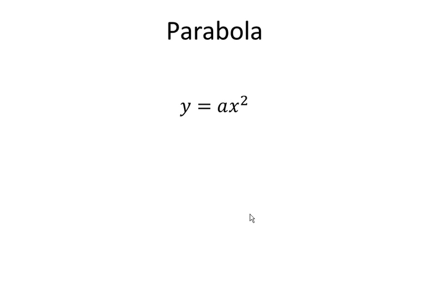So we understand that a parabola has this general form for its equation, and the A tells you not only whether the parabola is upside down or right side up, but it also tells you how narrow or wide the parabola is.